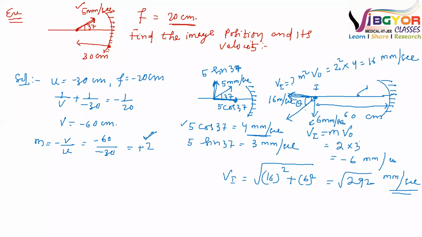If the question asks about theta, the angle may be asked with horizontal or with vertical. If I find tan theta, students, then tan theta is equal to perpendicular by base, that means 6 mm per second by 16 mm per second. Dividing by 2, that is 3 by 8. So the image velocity will be making an angle theta equal to tan inverse of 3 by 8. This is the answer to the required question.